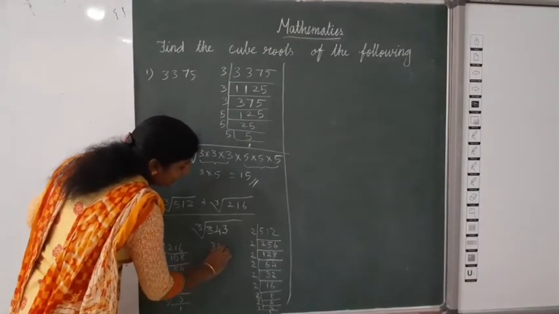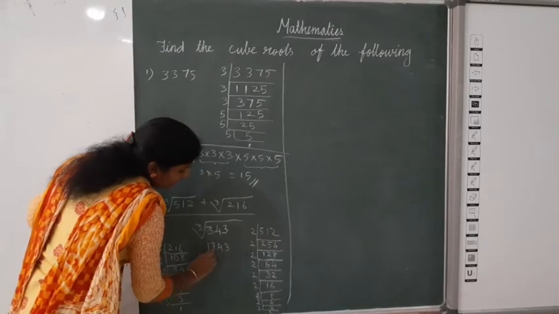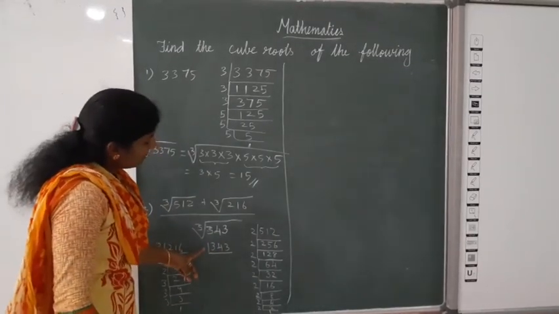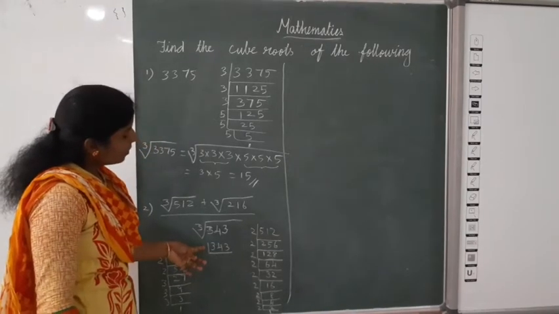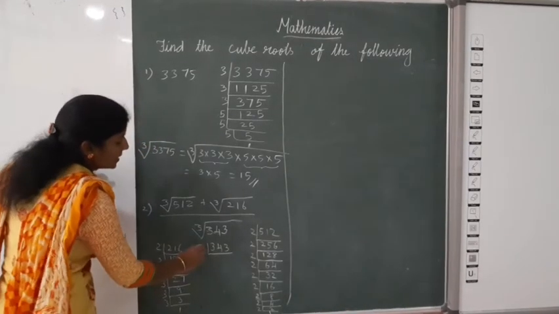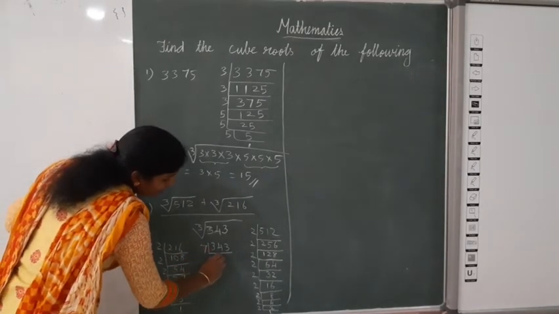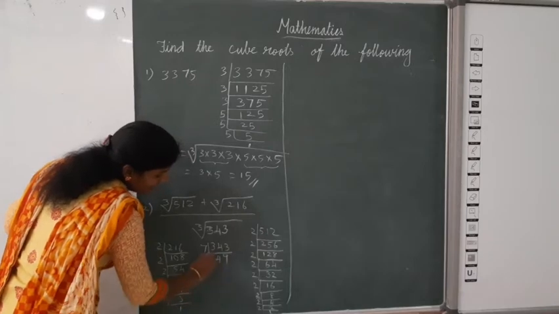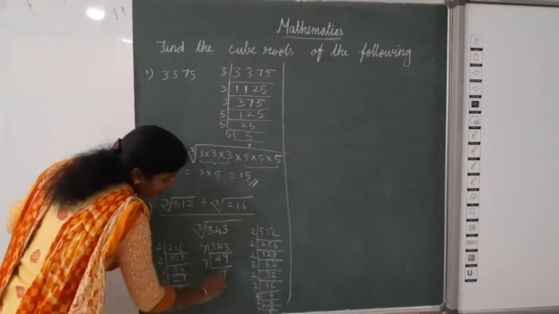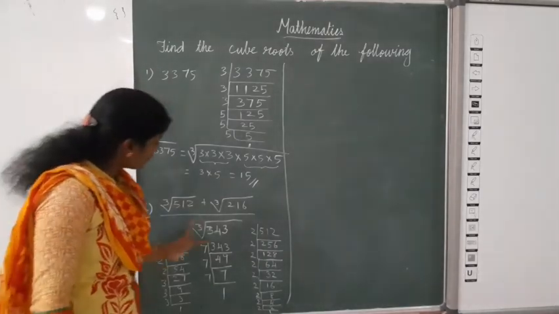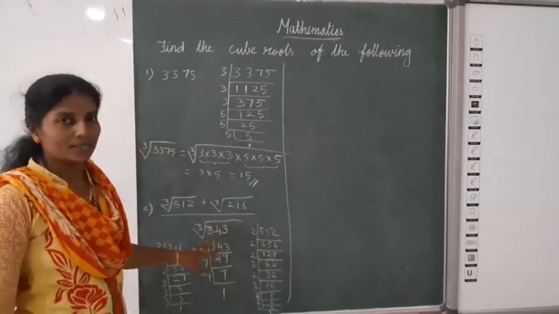343 means we can write in which table? Maybe 7 table. 7 4s are 28, 63. Yes, 7 table. 7 4s are 28, 6 balance. 9 7s are 63. Again 7 table. 7 7s are 49, 7 table 1. Okay. Now we got all prime factors of these three numbers, isn't it?